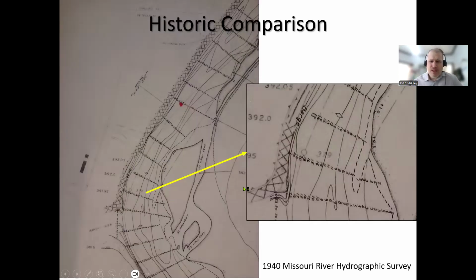Here's an example. This is on the Missouri River. It's a survey done in 1940, and we've got these depths, but they're collected as cross sections, so perpendicular to the channel. They're depths below a defined water surface, and so I have gone back and digitized some of this information, and I can compare it to more recent information, and we can see how things have changed over time. There's a lot of historic data that's been collected as cross sections.